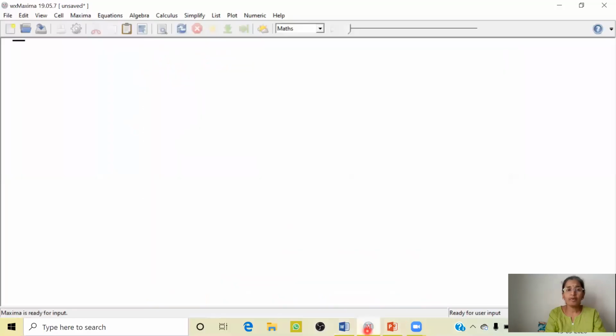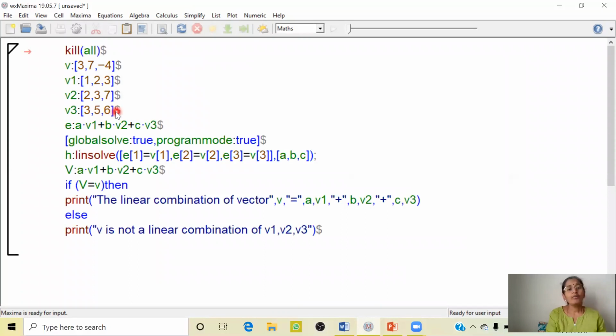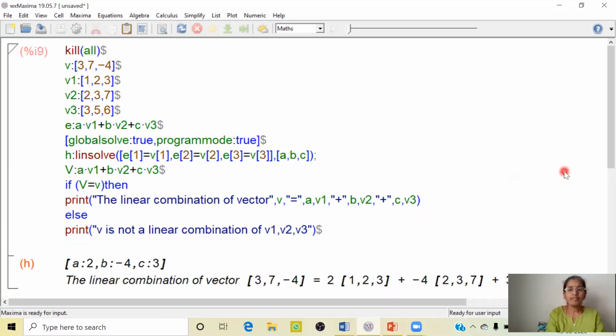Let us go to the Maxima window over here. Let us paste the command. So the command looks like this. Now let us execute using Shift Enter. So when we give Shift Enter, we are going to get the output.